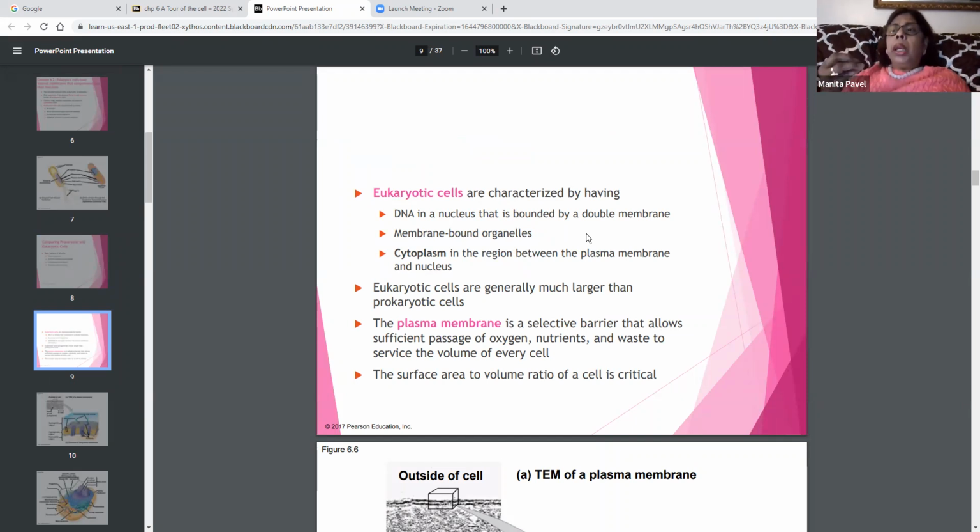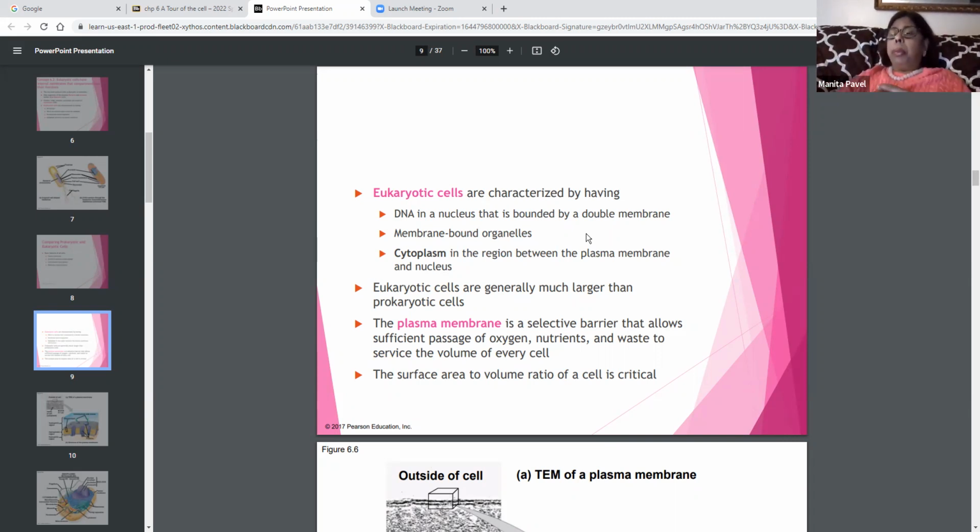What do we possess? We have a nucleus and membrane-bound organelles, and our DNA is present in the nucleus of a cell. We have cytoplasm. Cyto comes from the word cell, plasm comes from the word fluid. So cytoplasm is present between the plasma membrane and the nucleus, surrounding the nucleus of the cell. And normally eukaryotic cells are larger than the prokaryotes.